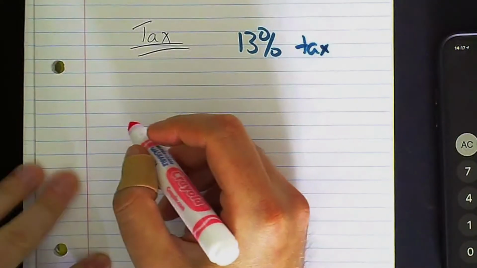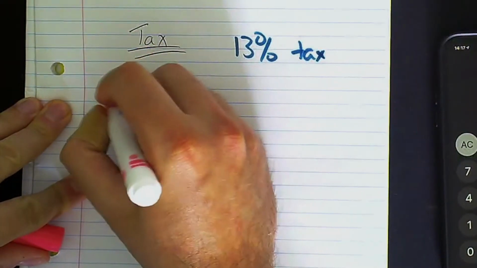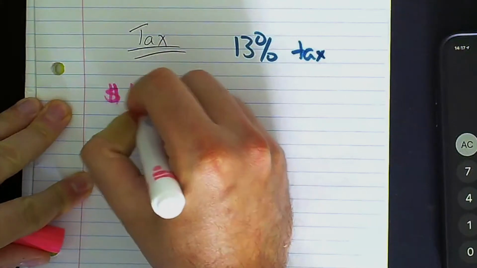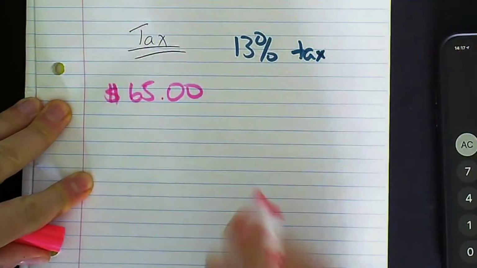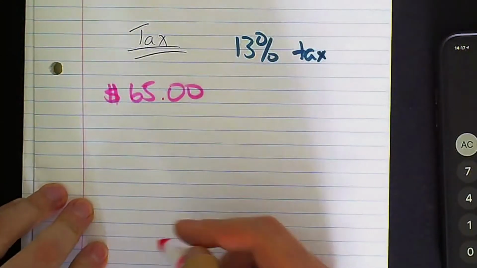So let's look at new Nintendo Switch games coming out, and the cost of the game is $65, but you have to pay tax. So how can you figure out the tax? Well, in this case, you're going to have to use a little multiplication. Now, let me show you how that's going to work.